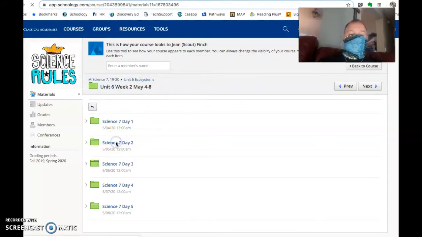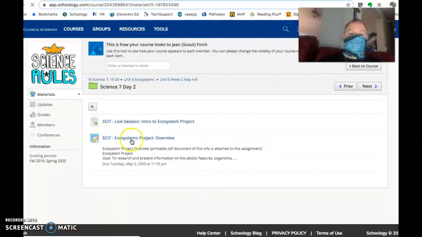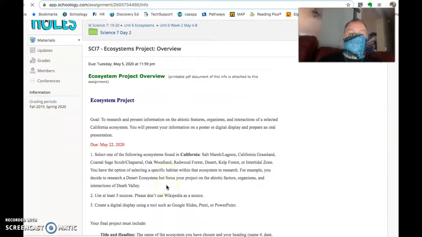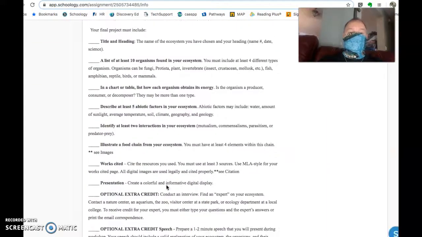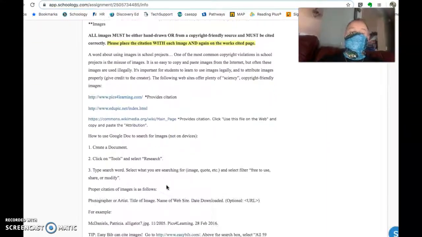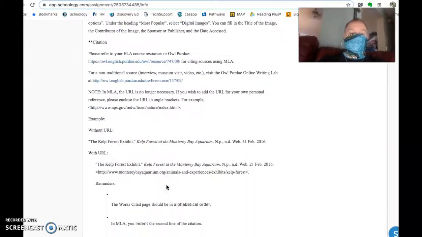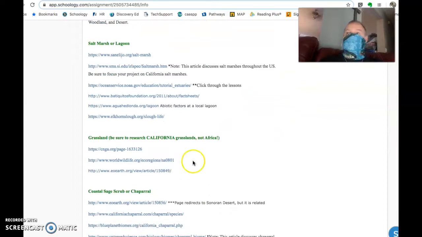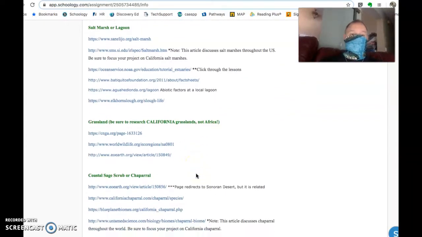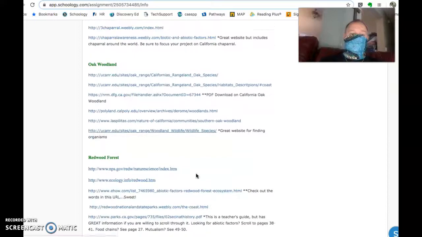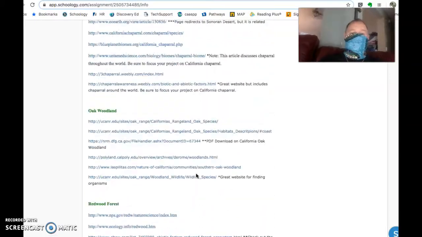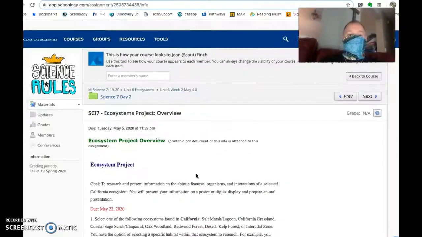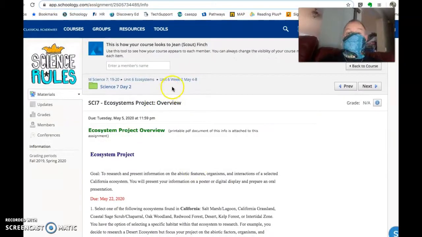So let's take a closer look at what the ecosystem project looks like. This is the overview. We're going to be focusing on California ecosystems. You can see there's a lot of information. Don't stress out now. We'll go over it tomorrow. There are 8 different ecosystem opportunities for you, and we will talk about those in more detail later. So that is what you're doing on Tuesday.